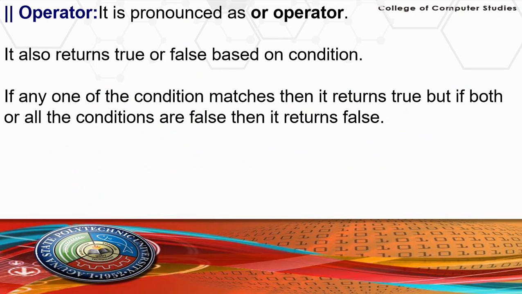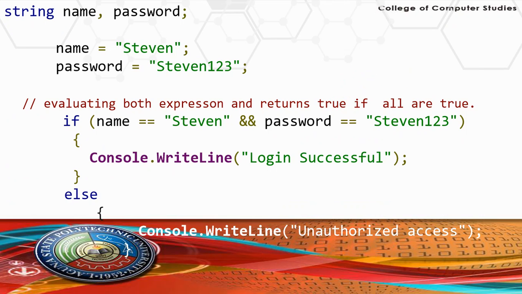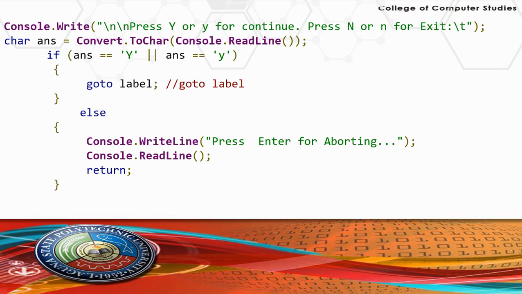So here, if there is at least one true, the entire statement is true. Unlike with the AND operator, where if there is at least one false, the entire statement is false. Here, at least one true, the entire statement is considered true. For example, we have this code: press Y, big Y or small y to continue, press N or small n to exit.